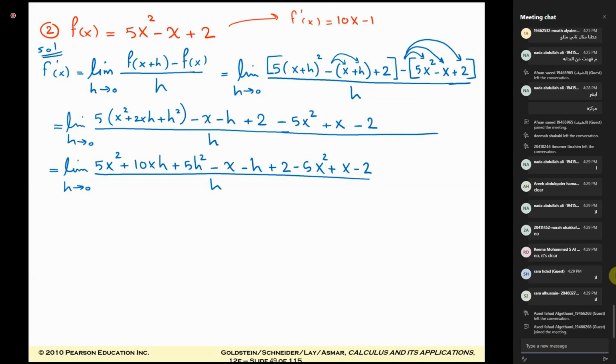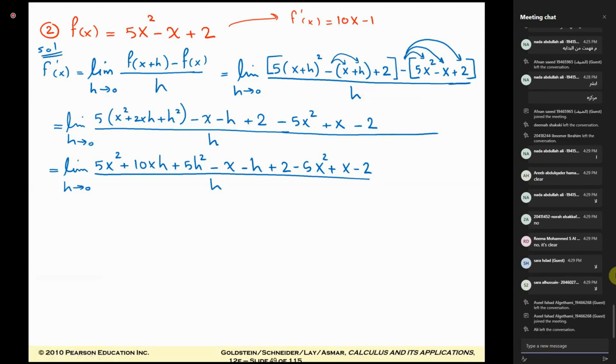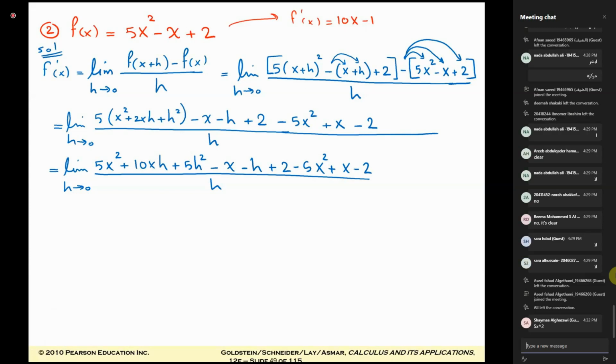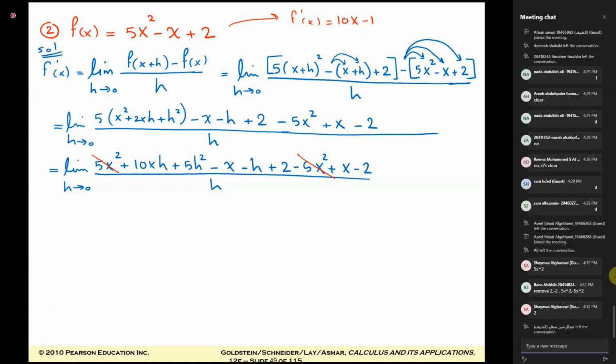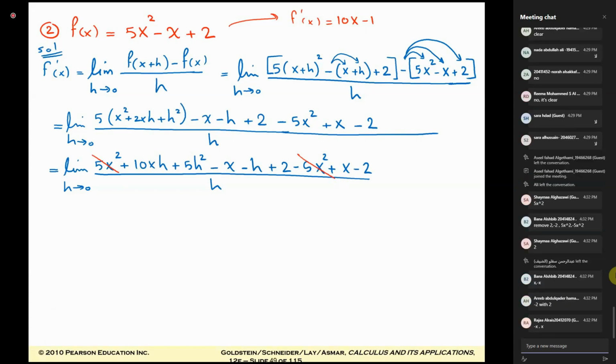Now we can remove or more simplify. We must do more simplify. What are the terms we can remove? 5x square with negative 5x square. أي حد ما له علاقة بh راح تقدر تحذفه. إذا ما قدرت تحذفه في خطأ في الخطوات السابقة. هذا اللي أنا أتكلم فيه.